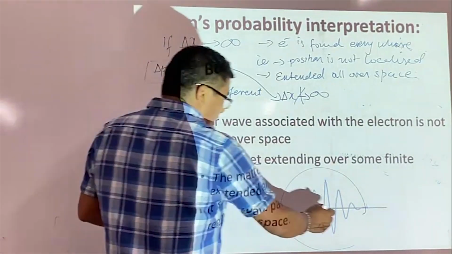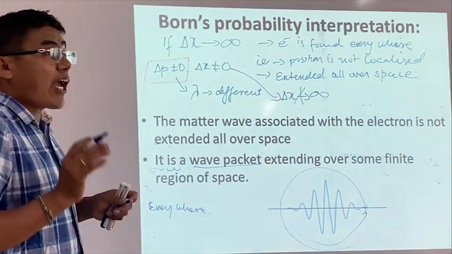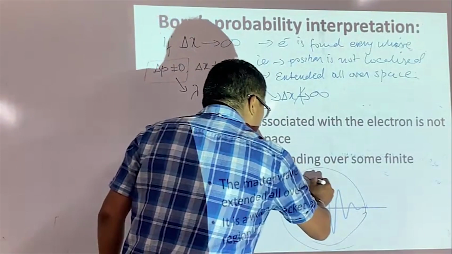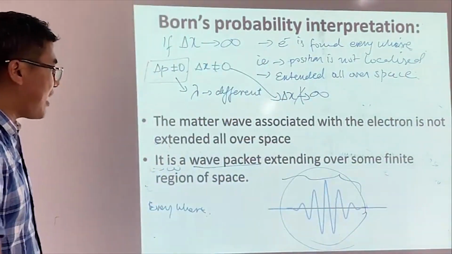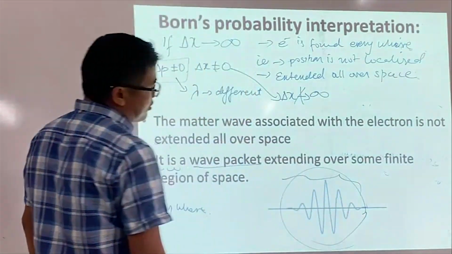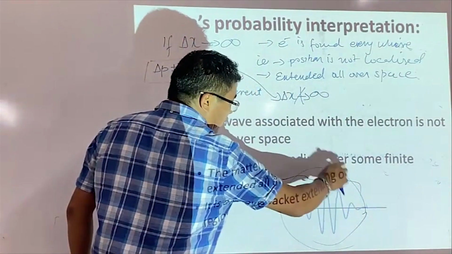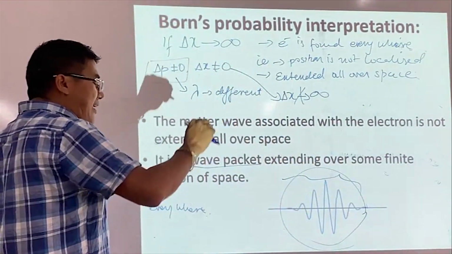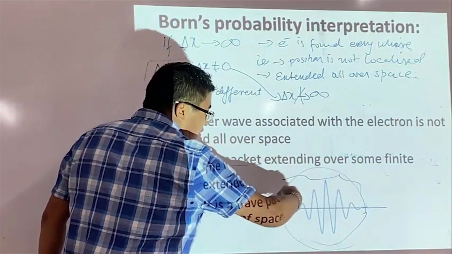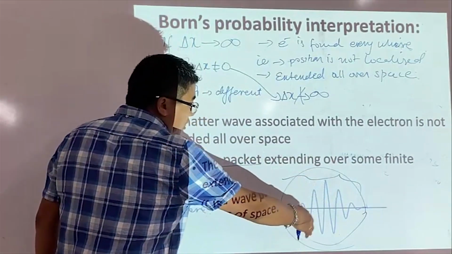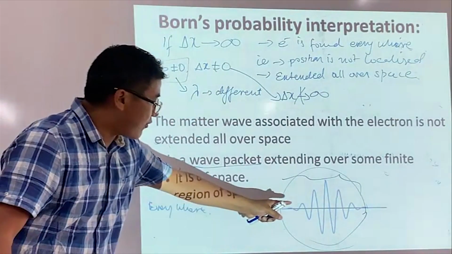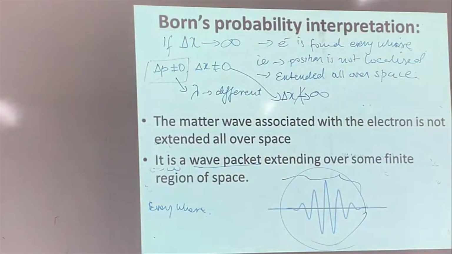So that means we cannot say that the electron is at a particular position. We say the electron is found within these regions. The probability of finding the electron is in these regions. You cannot say that the electron is at that particular point. If the amplitude is greater, the probability of finding the electron is more. So this is what we call a wave packet.